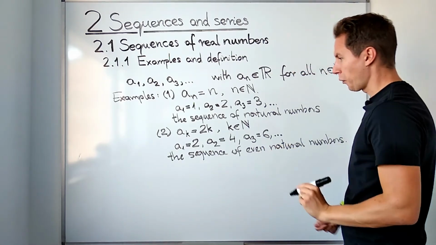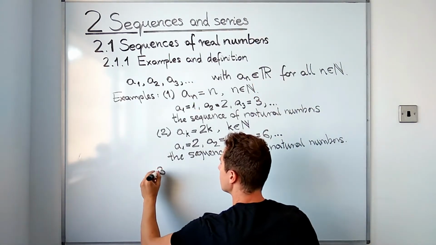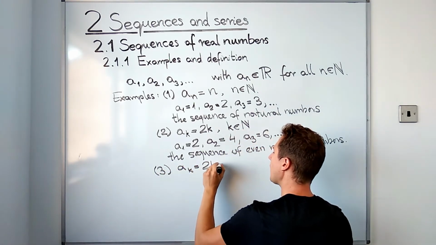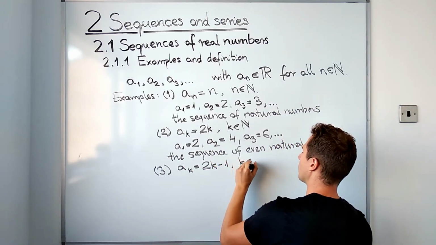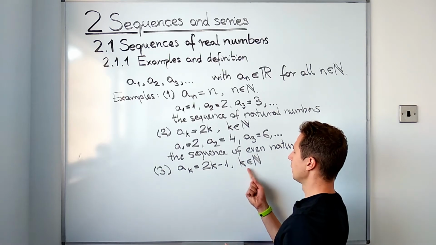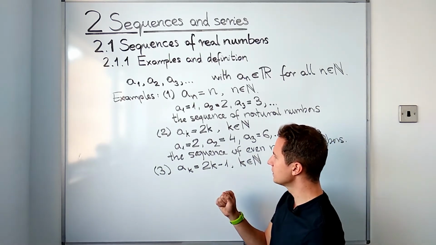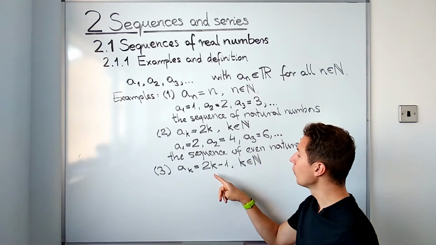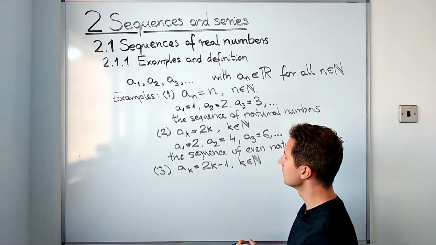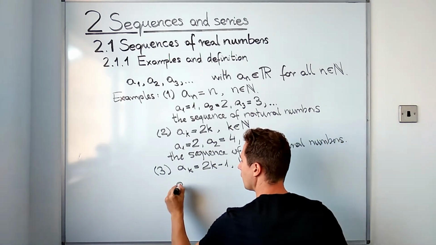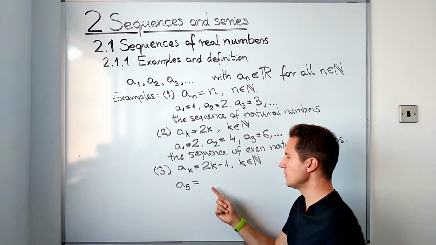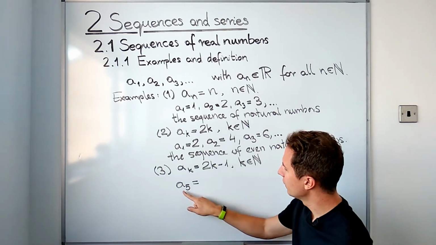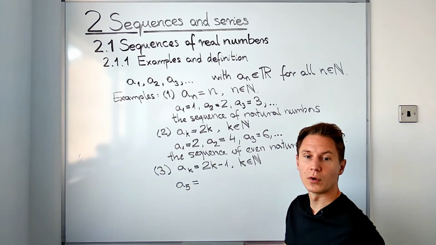Okay, for the third example, I would like us to consider the following sequence. ak, this time, is equal to 2k minus 1, as k, the index, runs through the natural numbers. So what is this sequence? Well, I would like you to pause the video, think about what this list of numbers is, and give me the fifth term of the sequence by pausing the video and entering it in the box below.